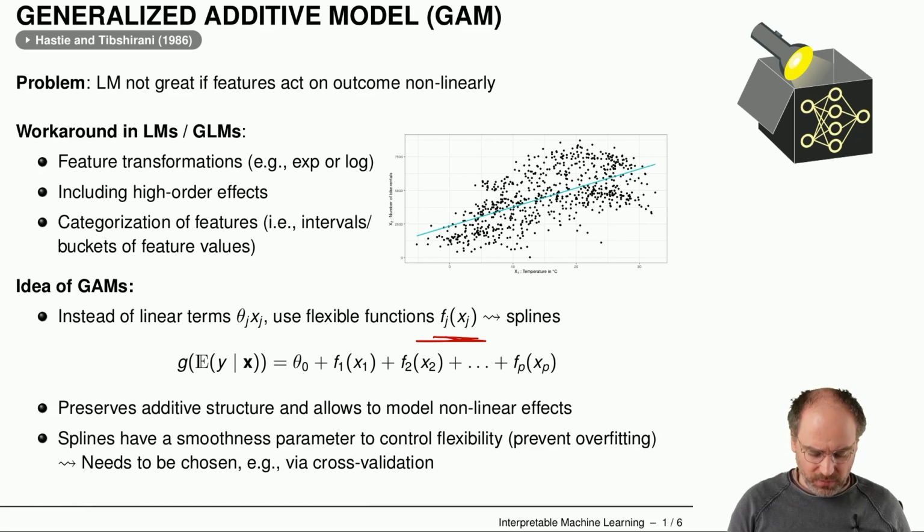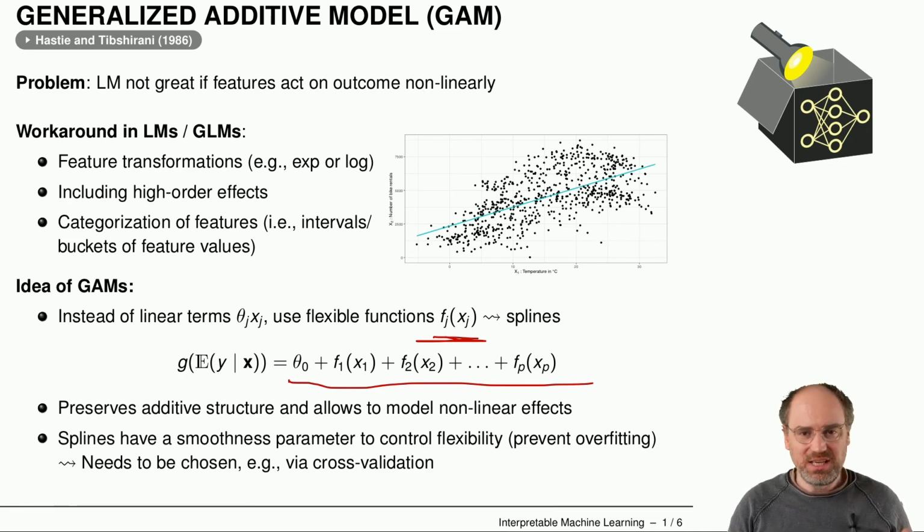So in general, our GAM model would look like this, right? So it's, of course, an intercept, and then it's the univariate function that acts on x1. So in a certain sense, the effect function, the effect curve for x1, and then another one for x2, and another one until we have arrived at the last feature xp. And this still gives us an additive structure, which we can nicely exploit, but it also allows us to model nonlinear effects for individual features.